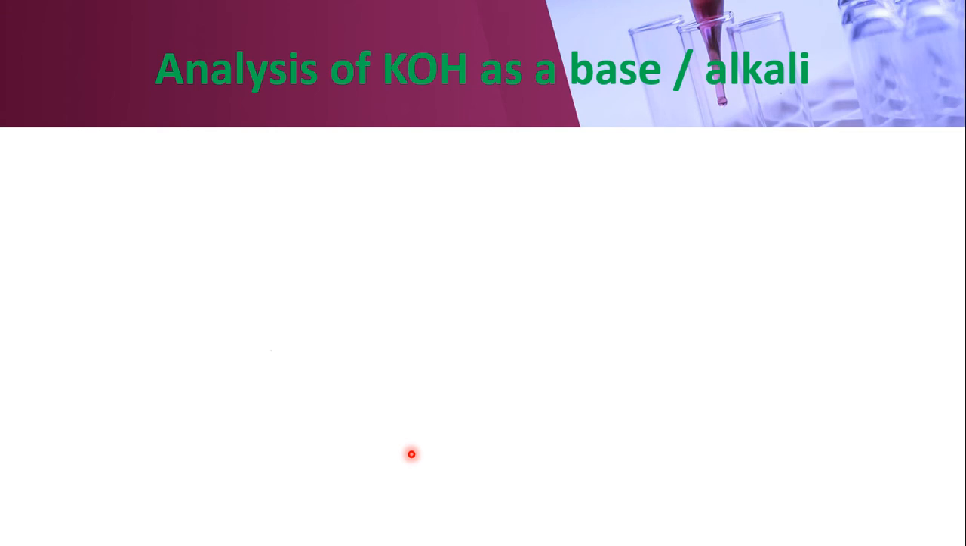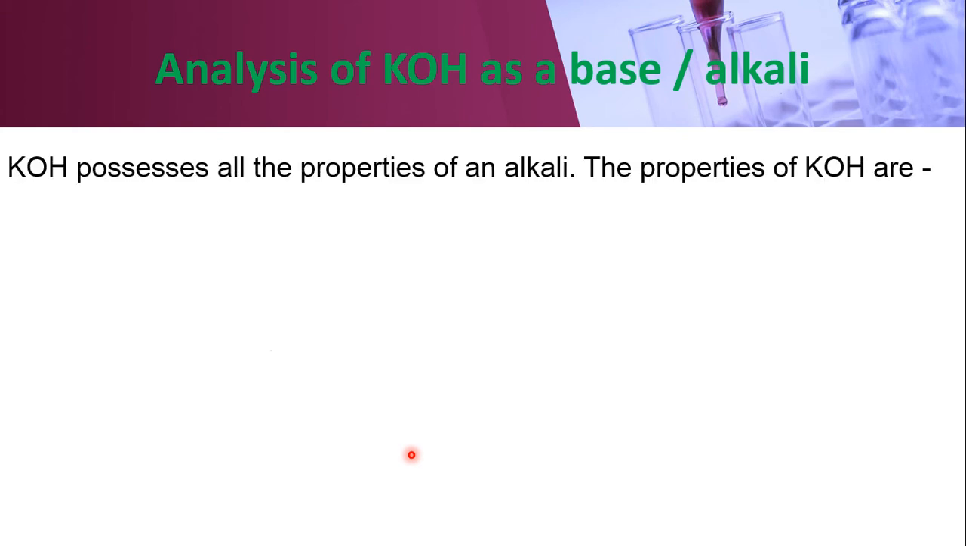We know that the base which is dissolved in water is alkali. Here, after analyzing potassium hydroxide as a base, we will check whether potassium hydroxide is dissolved in water or not. If potassium hydroxide is dissolved in water, then we can tell that potassium hydroxide is a base as well as alkali.